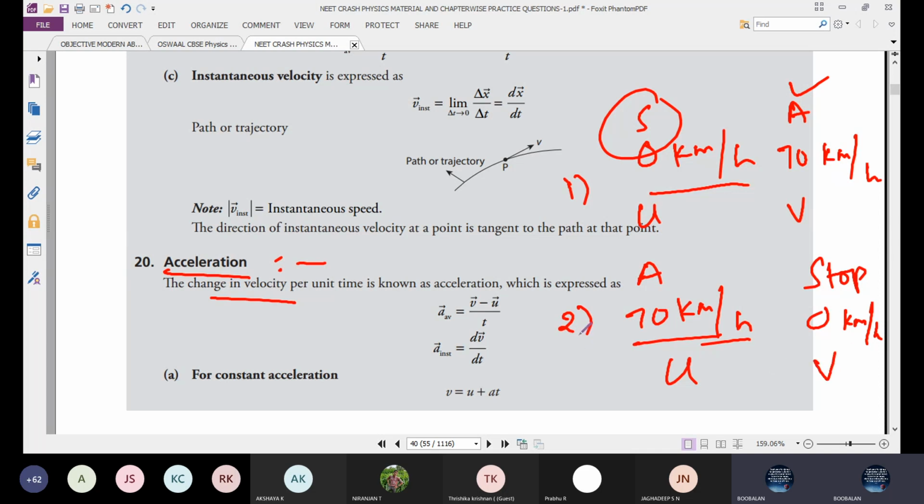This is case 2. Case 1, increasing speed or increasing velocity, is positive. Case 2, decreasing speed, is negative. Clear? Acceleration, in some conditions it is positive, in some conditions it is negative. It depends upon the initial and final velocity, because the acceleration formula is the changing velocity per unit time. Two conditions completed. Again, a third condition is there.